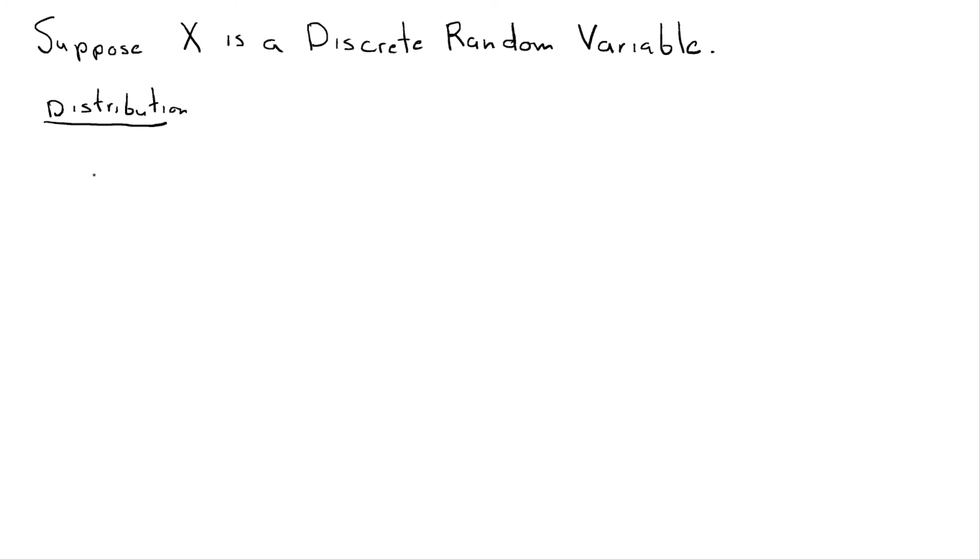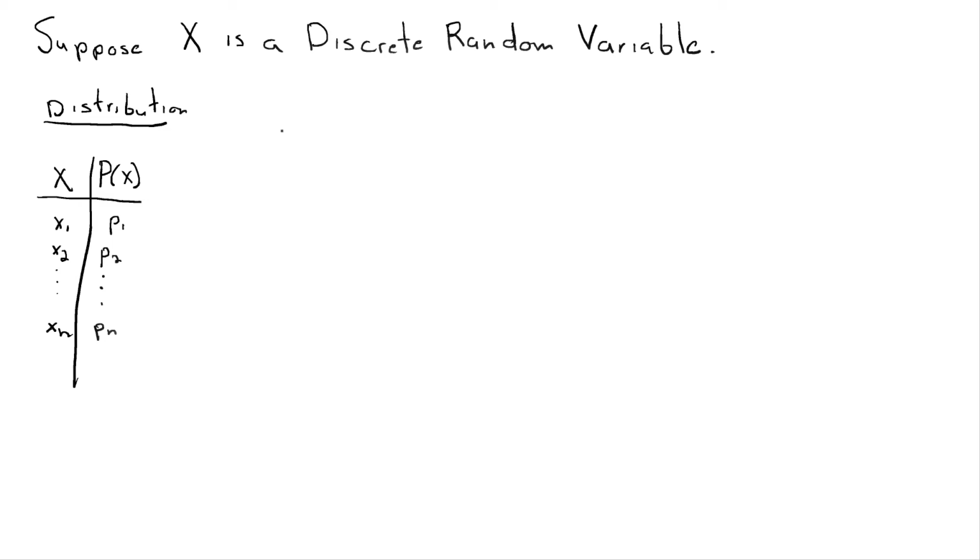Suppose that x is a discrete random variable. What we're going to want to know about x first is its distribution. So we're going to need to know its possible values, and we're going to need to know its probabilities. Now its possible values we're going to call x1, x2, and then just keep going down to xn, and its probabilities we'll call p1, p2, and we'll go down to pn for that.